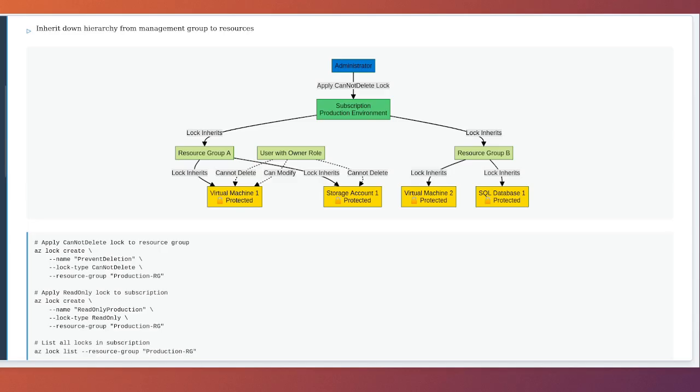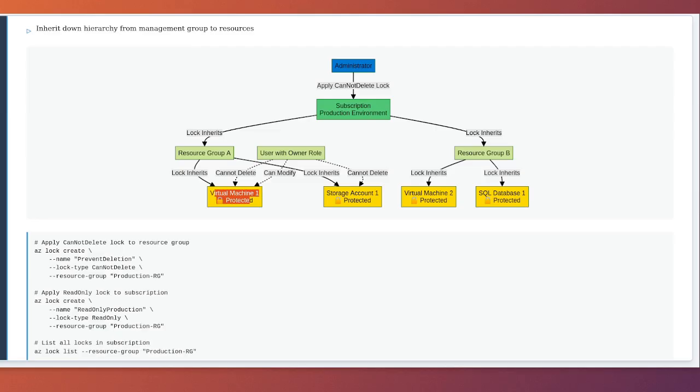Locks can be applied at any scope: management group, subscription, resource group, or individual resource. Like RBAC permissions, locks inherit down the hierarchy. If you apply a cannot delete lock at a resource group level, all resources within that resource group are protected from deletion, even if they don't have individual locks. If you apply a read-only lock at a subscription level, all resource groups and resources in that subscription become read-only.